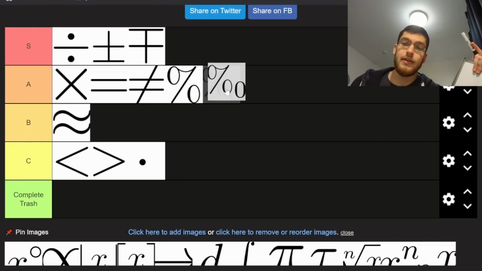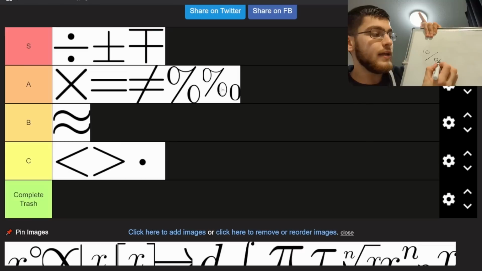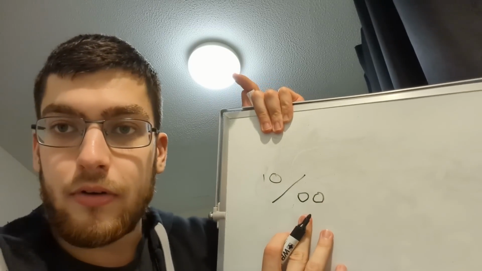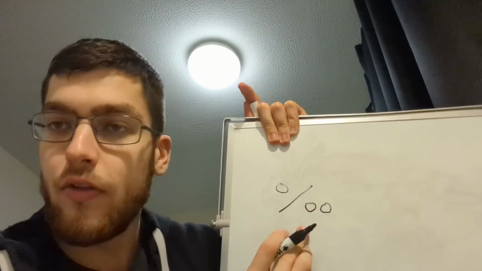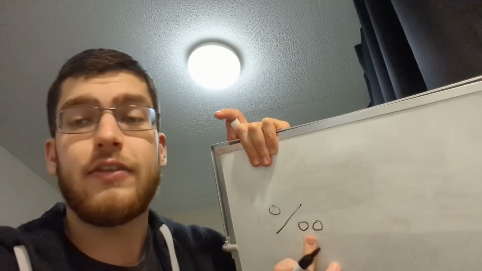This is in A tier because it makes sense. If this is divide by 100, then this is divide by 1,000, okay? So if you just put an extra 0 on the end, then you get, I think it's called per mille, and that's divided by 1,000.